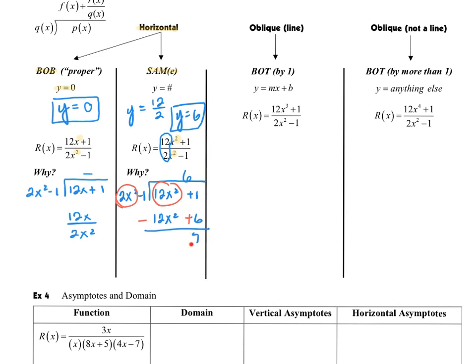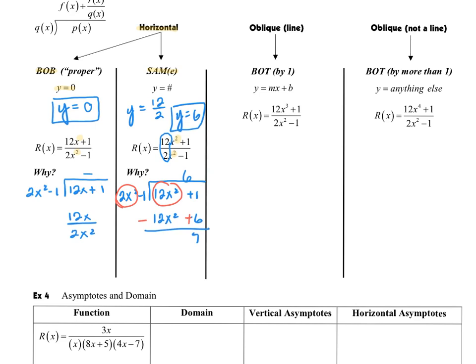And since this degree is less than this degree, again, I'm done. So this 6 became the asymptote. I do not ever want you to actually have to go through this process unless you just straight up don't remember the rules. BOBs are y equals 0, SAMs reduce the leading coefficients.